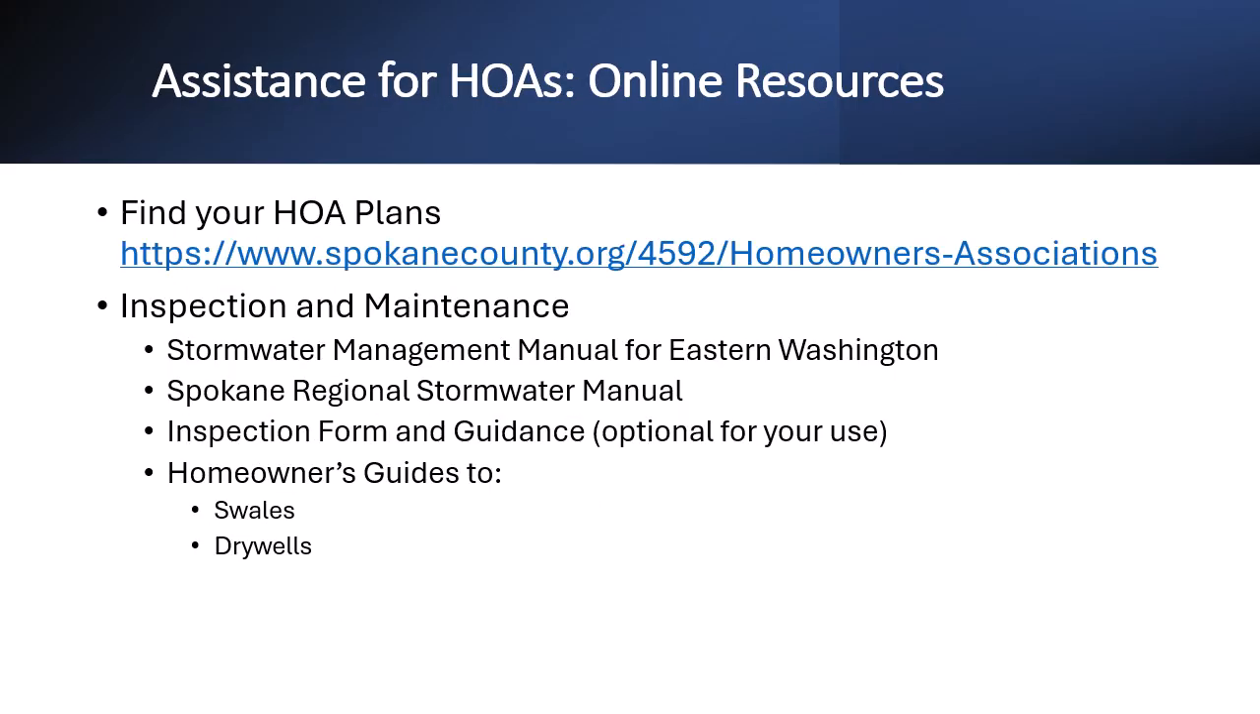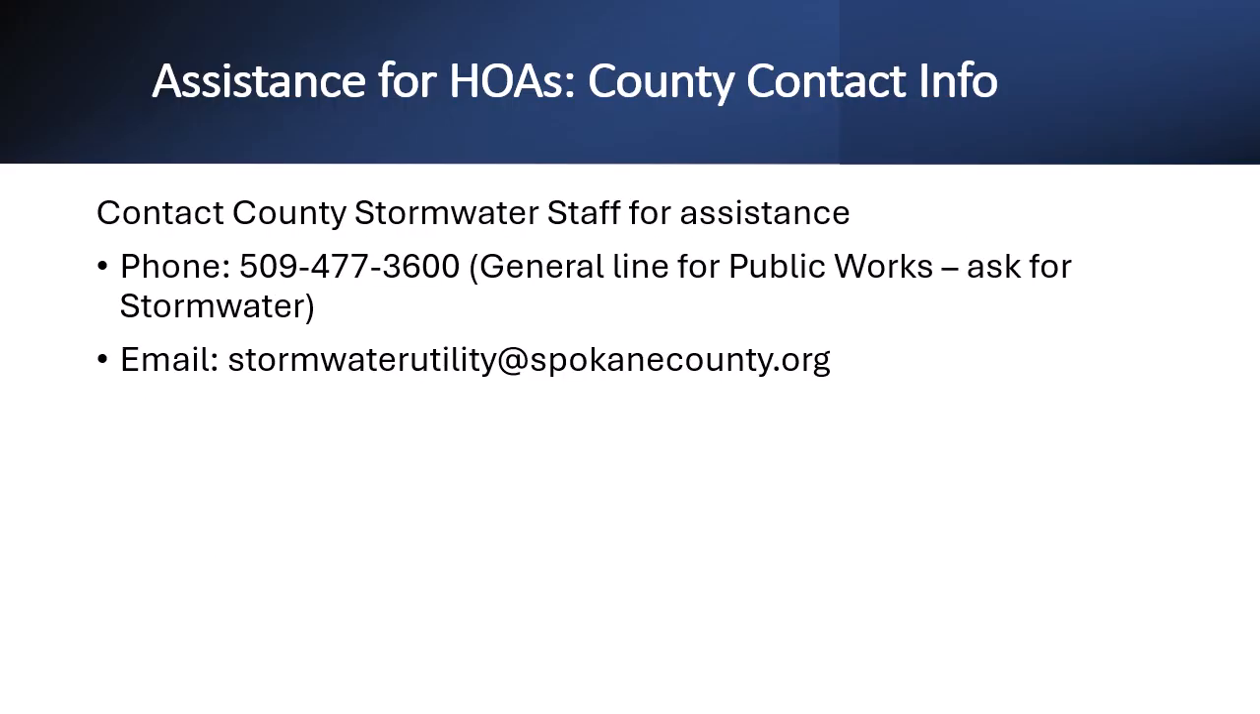Spokane County has online resources that can help you learn more about your HOA's stormwater. This includes a link to find your HOA plans, inspection and maintenance references, including the Stormwater Management Manual for Eastern Washington, the Spokane Regional Stormwater Manual, an optional inspection form and guidance, and brochures that are homeowners' guides to swales and drywells. Of course, you can always contact county stormwater staff for assistance if you need it. Our phone number and email is shown here on the slide.